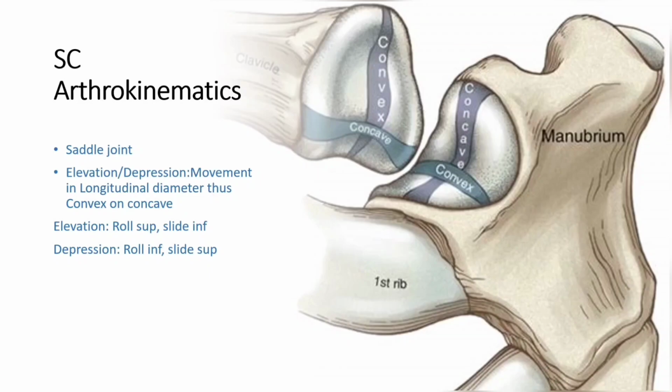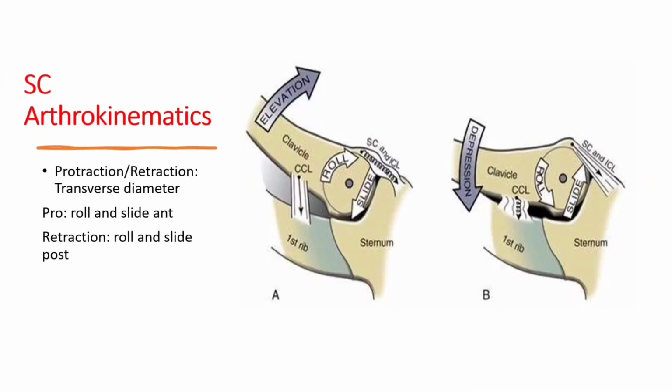So when we are doing elevation, we have superior rolling and inferior sliding, and the opposite, depression, is rolling inferiorly and sliding superiorly. But the other movements like protraction and retraction are in the horizontal diameter, so it's concave on convex. When it's concave on convex, the rolling and sliding happen in the same direction. So in the case of protraction, we have rolling and sliding anteriorly, but in retraction, rolling and sliding posteriorly. So that was the arthrokinematics of the sternoclavicular joint.